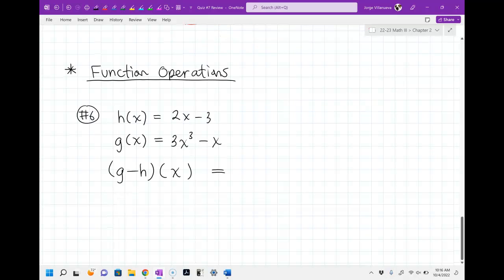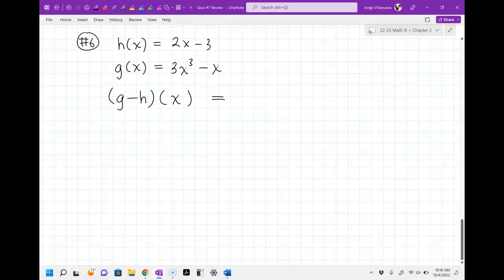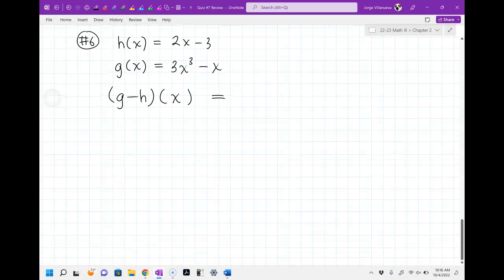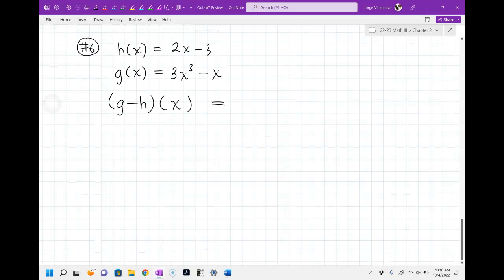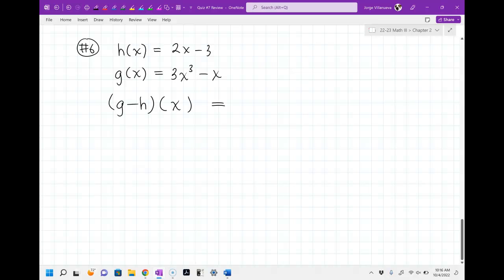Again, this is actually a pretty tough problem compared to all the other ones. I was looking at the rest of the problems. I gave you one that's kind of on the harder side. So according to definition, I should rewrite this as g of x minus h of x.